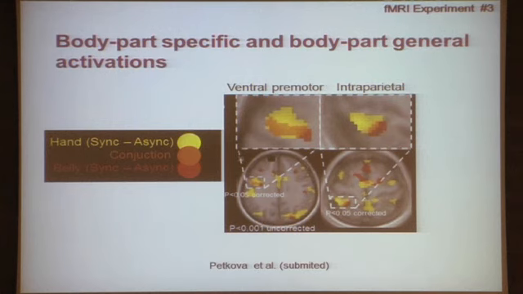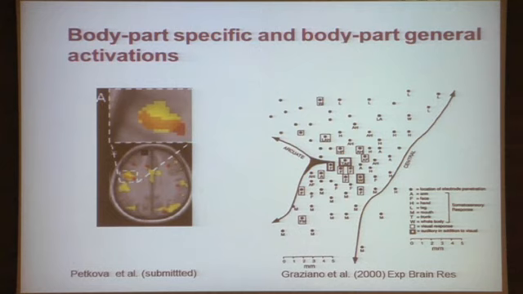Voxels that didn't care how you started the illusion. Maybe we thought this is something to do with the generalization of ownership. Because if you go back to the monkey literature and look a little bit more carefully at those receptive fields, they don't just map hand or face or individual body parts. Many neurons have very large receptive fields.